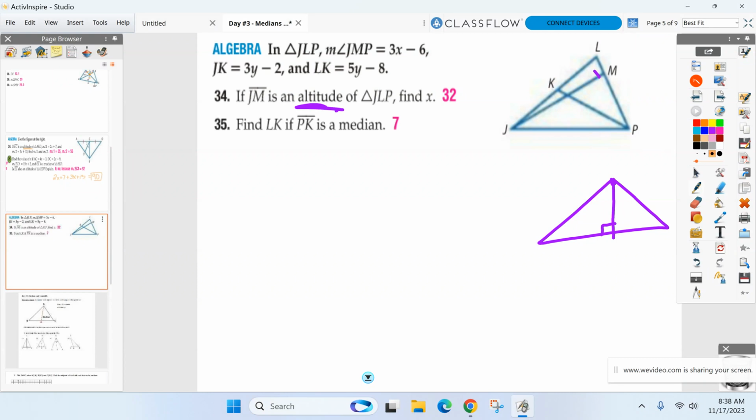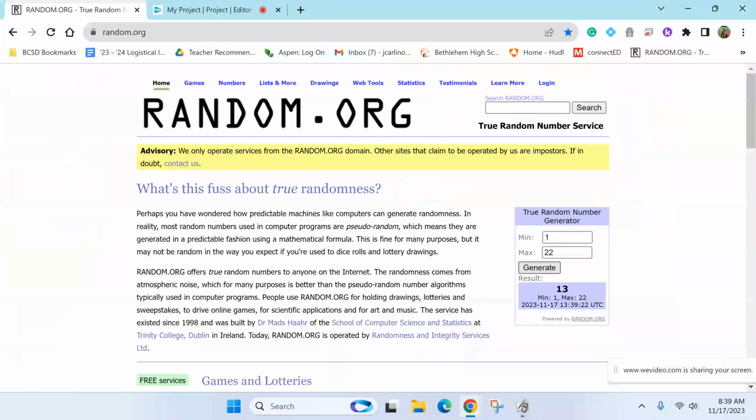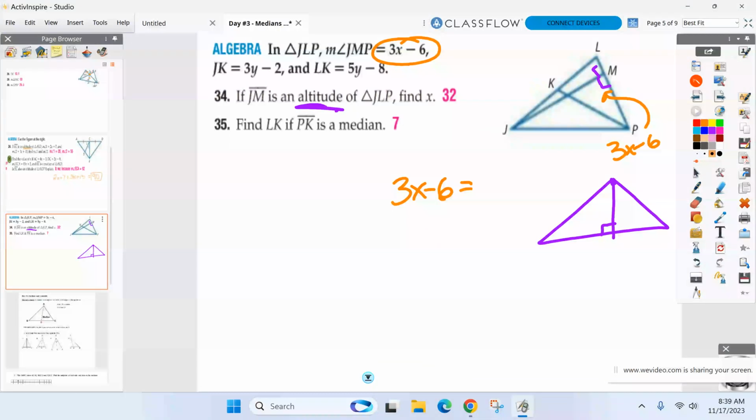JM. Yep. And? Okay. So those are right angles because I know it's an altitude. Automatic on your diagram. Right angle, right angle. You hear the word altitude, right angle, right angle. Now, JMP is 3x minus 6. So what can I set it equal to now? What's already there at JMP that I can set it equal to? A 90-degree angle, so I can set it equal to 90.